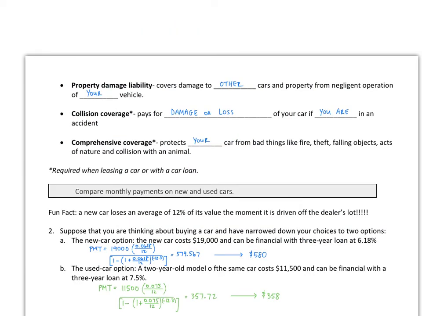Then there's property damage liability. This covers damage to other cars and property from negligent operation of your car. So if you get in a car accident that's your fault and there's damage to the other car, that's what this covers. Collision coverage pays for damage or loss of your car if you are in an accident. Okay. Then there's comprehensive coverage. This protects your car from bad things like fire, theft, falling objects, acts of nature, and collision with an animal. So like if a tree falls on your car, that's what comprehensive coverage is.